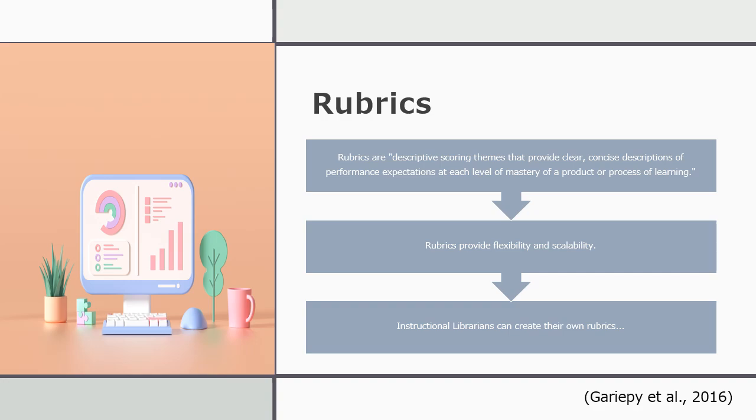Last, we have rubrics. Rubrics are descriptive scoring themes that provide clear, concise descriptions of performance expectations at each level of mastery of a product or process of learning. Rubrics provide flexibility and scalability. Also, instructional librarians can create their own rubrics.